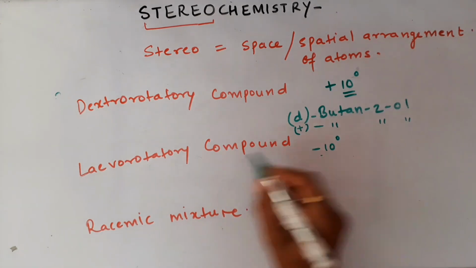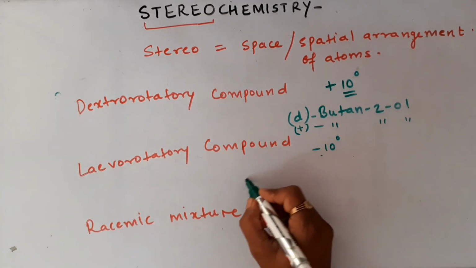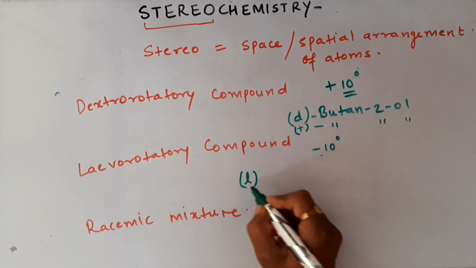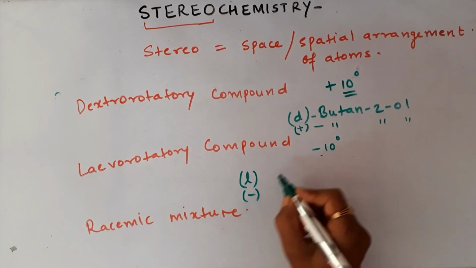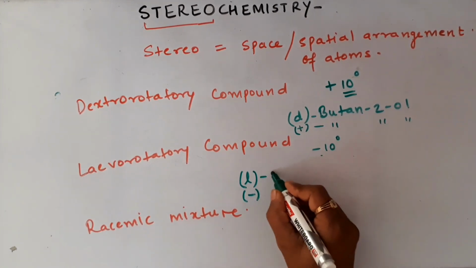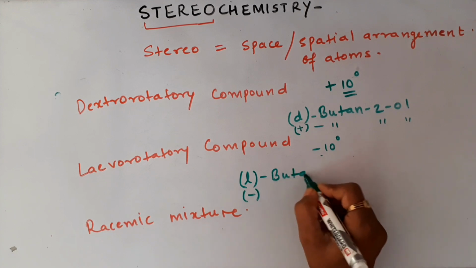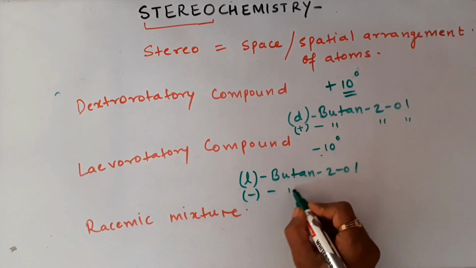So such compounds which rotate the plane polarized light in anti-clockwise direction are going to be known as levorotatory compound, indicated by the symbol L or the sign minus. For example, if levorotatory butane 2-ol has to be written, it will be written like this. Similarly, I can write it as minus butane 2-ol.